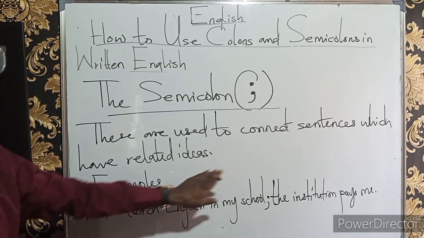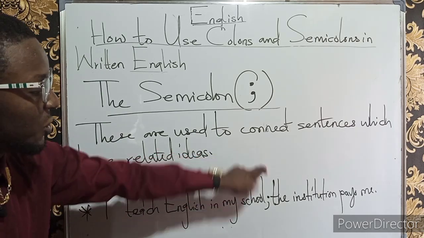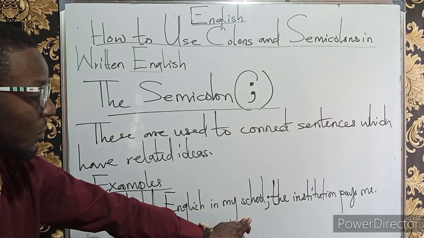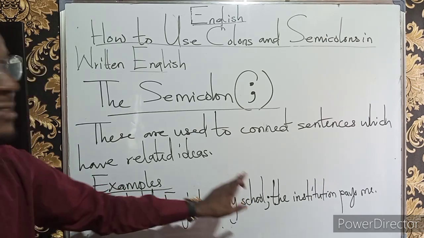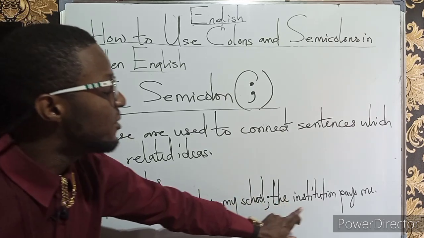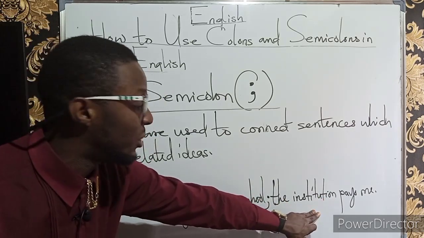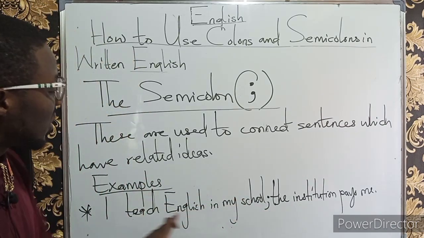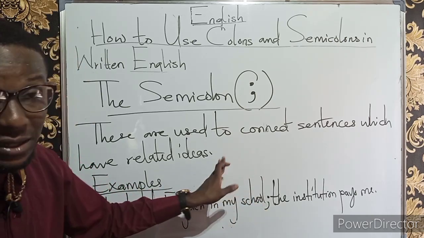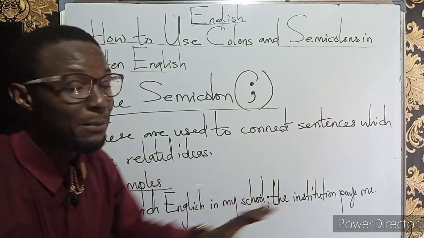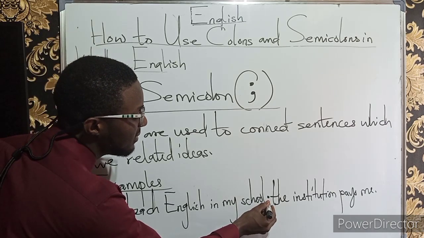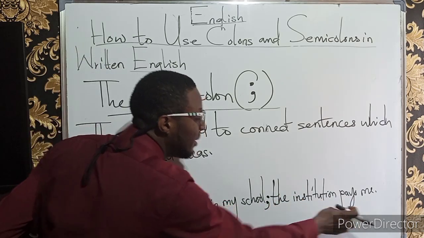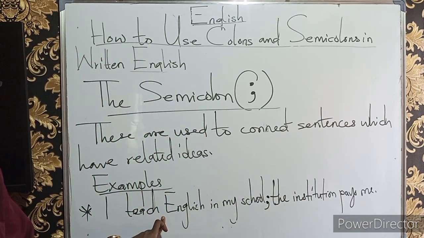Now here, how many pieces of information do we have? We have two pieces of information. We have two ideas. We have the first one, I teach English in my school. I teach English in my school is an idea, a piece of information. The institution pays me is a second piece of information, or a second idea. But they are related. How are they related? I teach English in my school can be different. The institution pays me can be different, but when we use a semicolon, it means they are related. It means the institution pays me because I teach English.